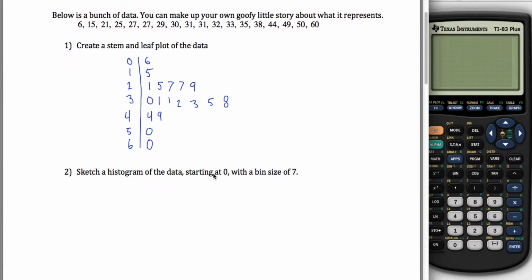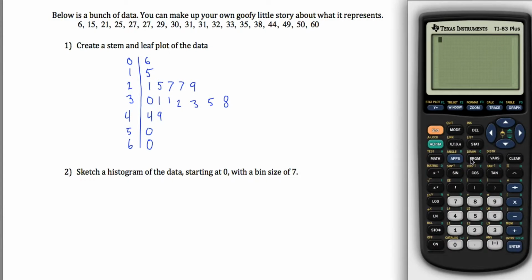Sketch a histogram of the data starting at 0 with a bin size of 7. You can do that by hand, but since I have this fancy calculator over here, I'm going to use it. So the way I'm going to use it, I'm going to hit this stat button here, and then under edit, I'm going to enter as my first list all of these data points. And the way you do it is just like you'd think. You type in 6 for your first observation, hit enter.